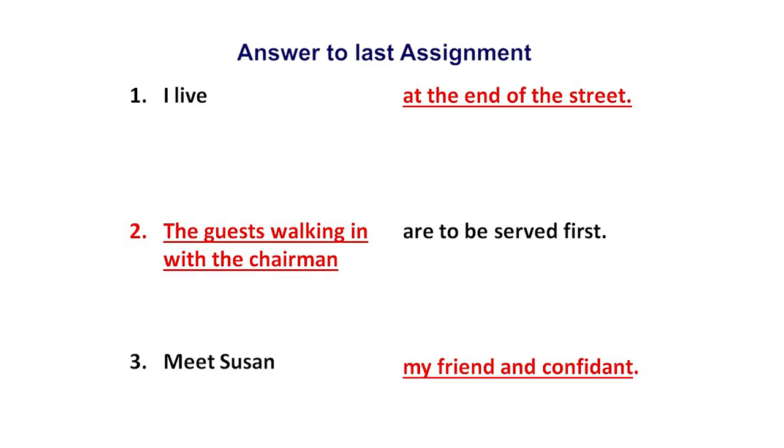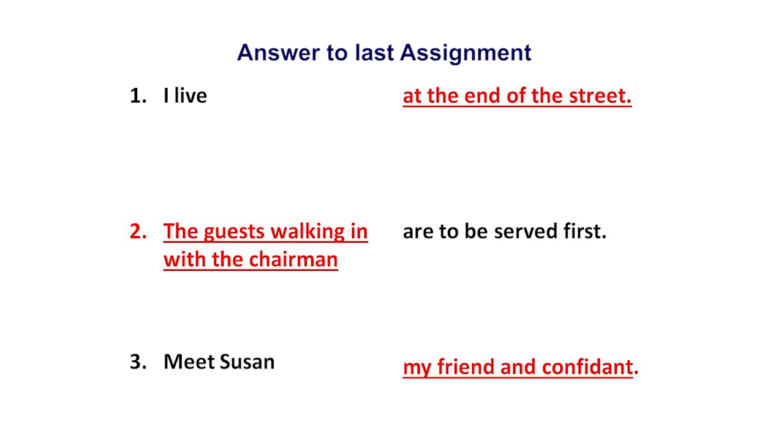The first sentence says, I live at the end of the street. The first part of the sentence is, I live. The second is, at the end of the street. The correct answer is, at the end of the street. Because in that part of a sentence, there is no finite verb. As a matter of fact, there is no verb at all.